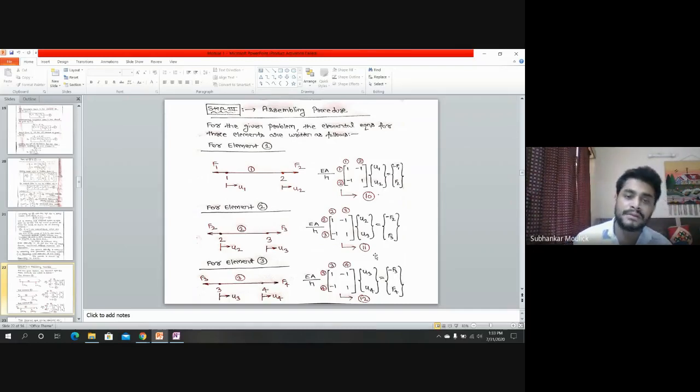And again for simplicity, write the numbers. If you see element number 2, it is moving from node 2 towards node 3. So the first row will be 2, second row will be 3. Similarly, first column I will write 2 and second column let us write 3.